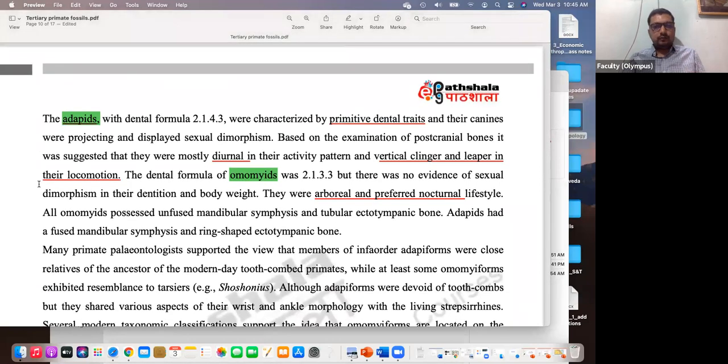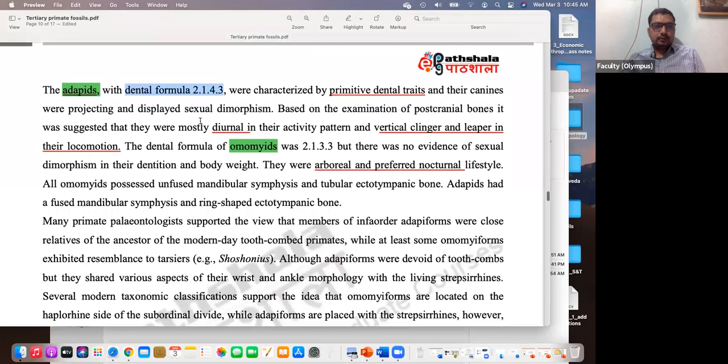And we also have some features related to them. For example, Adapids seem to have a dental formula of 2143, which is more like primates. So 2143 dental formula. These are more primitive, so primitive dental traits like primates can be seen here.